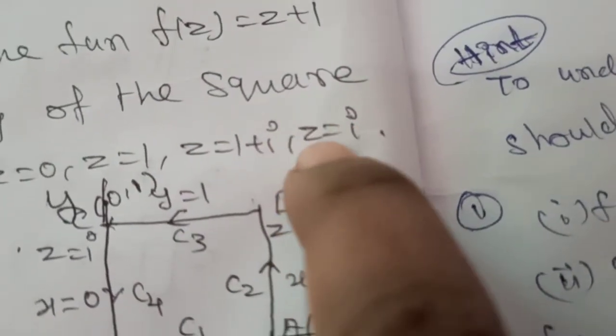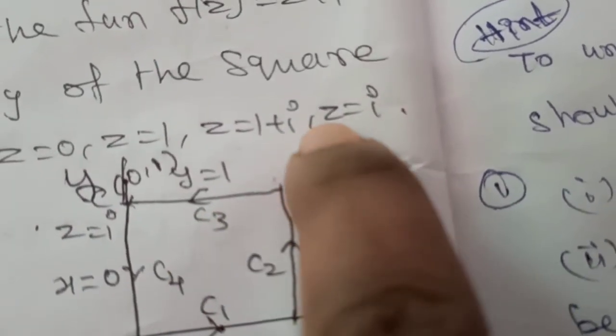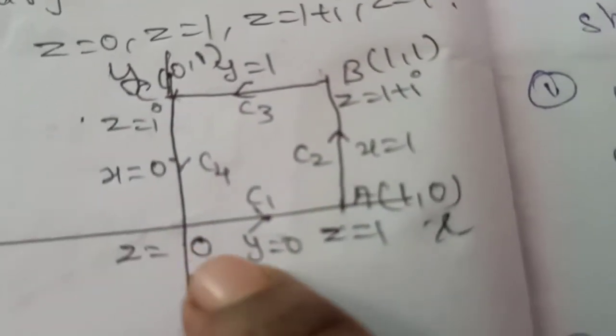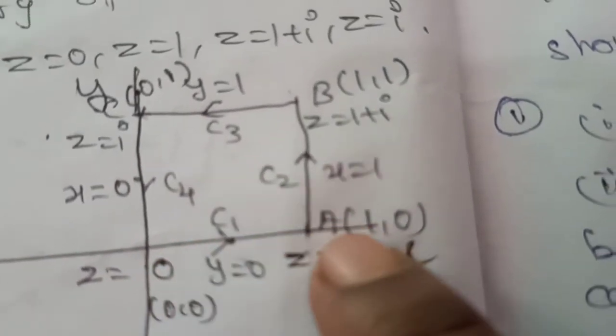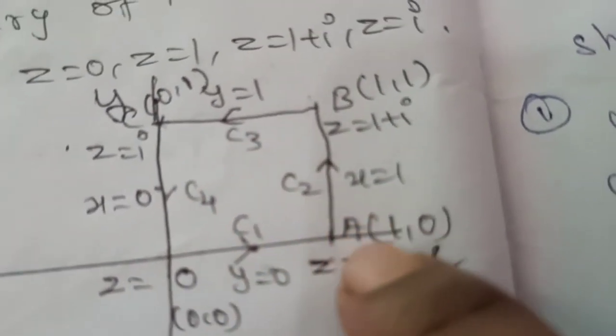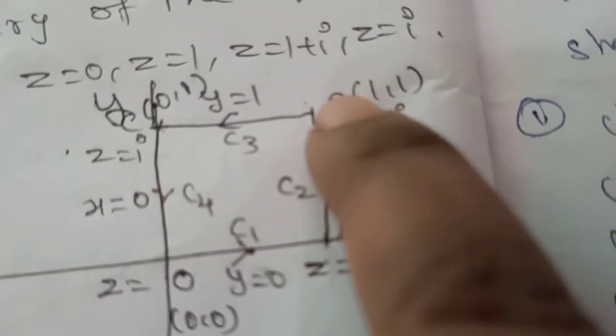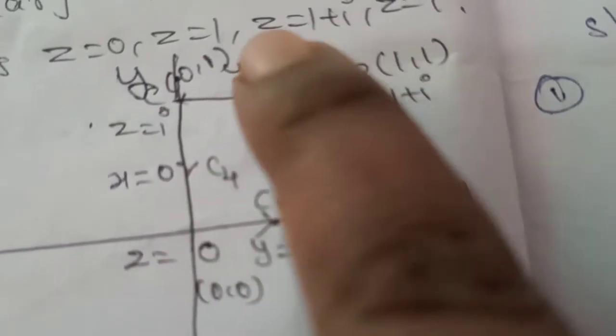The negative imaginary values are not given, only positive values are given for the imaginary part. So z equal to 0, z equal to 1, z equal to 1 plus i, that is 1 comma 1, and z equal to i, that is 0 comma 1. You give the points O, A, B, C. OA gives the curve C1, AB gives the curve C2, next B to C is C3, and C to O is C4.